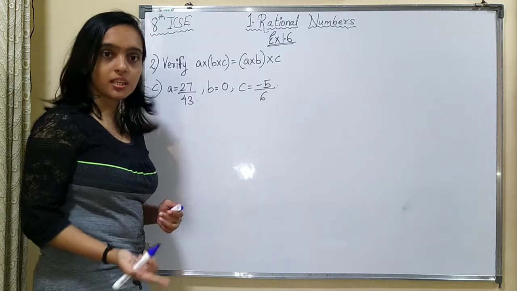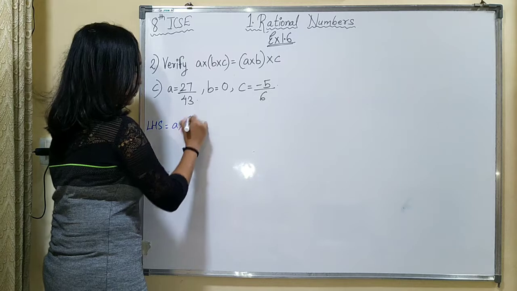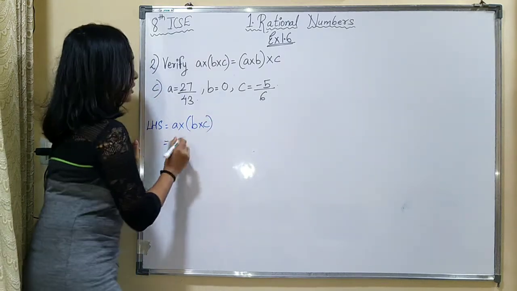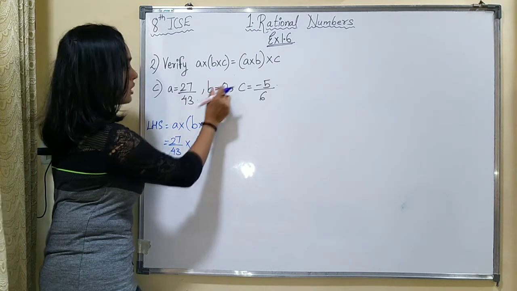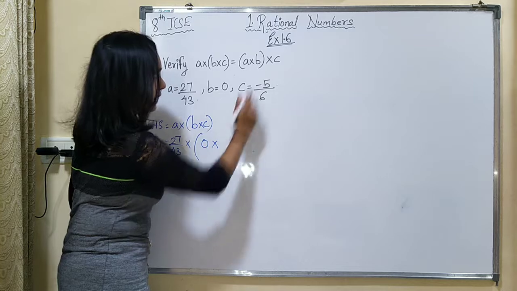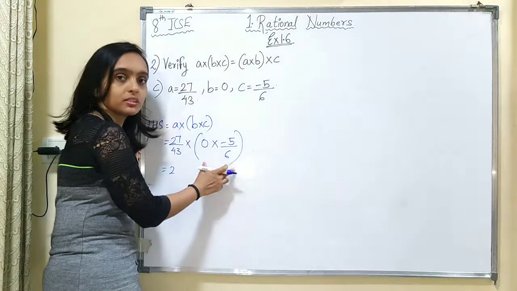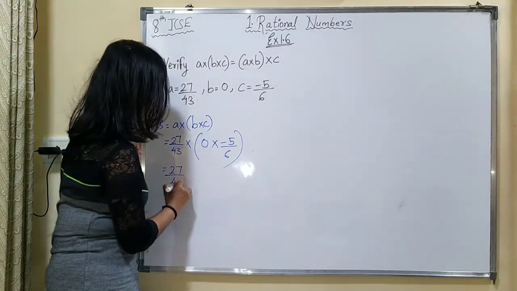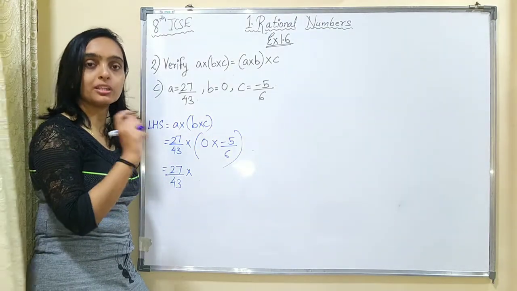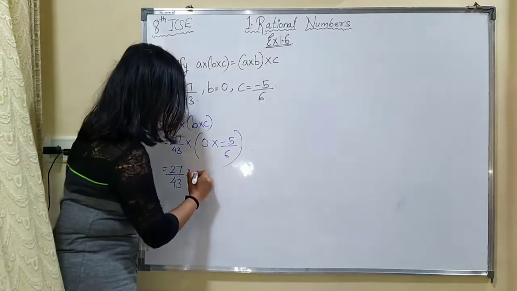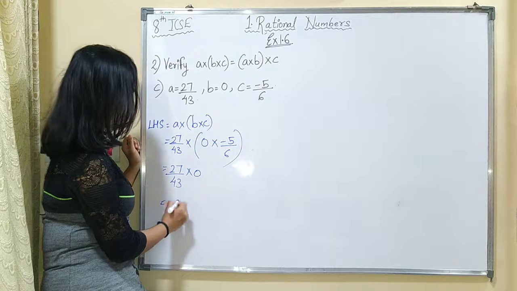Here three rational numbers are given. So first we will again take LHS first. That will be a multiplied by b multiplied by c. Okay. So a is your 27 upon 43 multiplied by what? 0 and minus 5 upon 6. So we will first solve the bracket. 27 upon 43 will be as it is. 0 multiplied by any rational number is 0 by the property of multiplication by 0. So it will give you 0. Then again 27 upon 43 multiplied by 0 is 0.